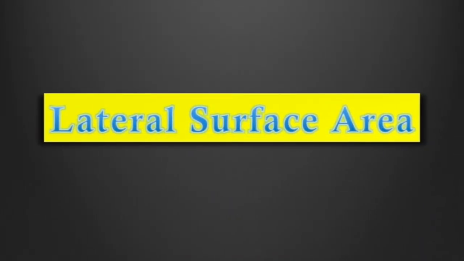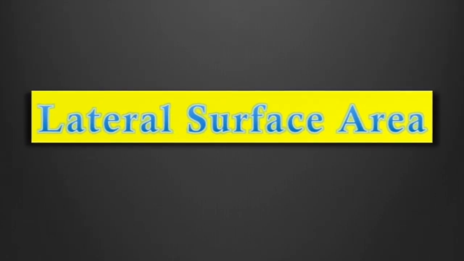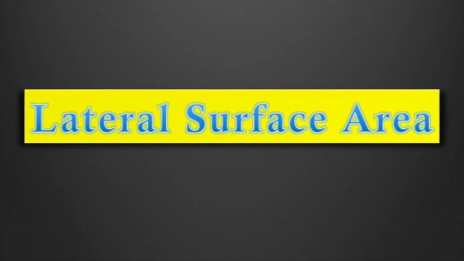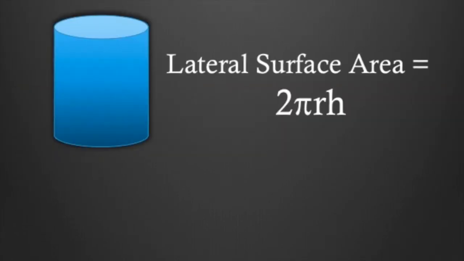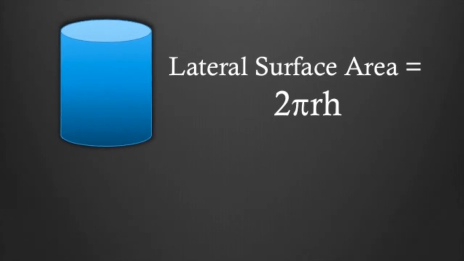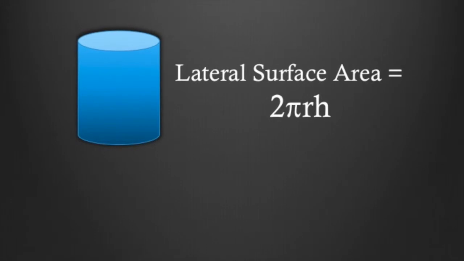Lateral surface area is where we only find the surface area of the sides of a polyhedron. So we're not going to include the area of either of our bases. When finding lateral surface area of a cylinder, we're going to use the formula 2 pi RH.